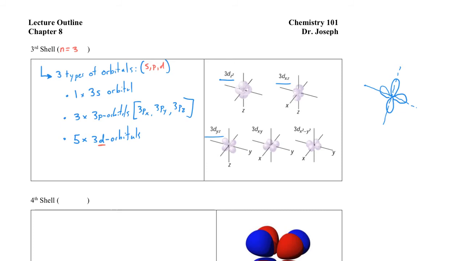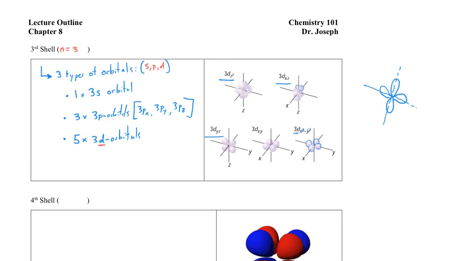So you'll notice 3dxz here. If we look in a little bit closer, you'll notice the lobes are oriented in between the x and the z axes. Whereas for 3dx squared y squared, both of the lobes are actually oriented directly on those axes, the x and the y. Okay, so we get either between the axes or directly on them. That's the basic idea with it.